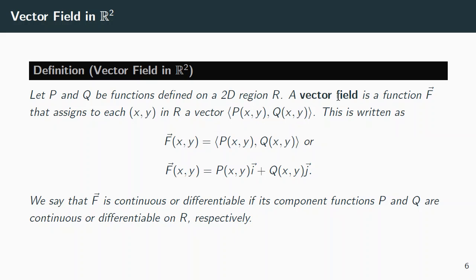All right, so a vector field is really a function that spits out vectors, but that function is really just made up of two regular functions. So a vector field is really just two functions in some sense. And you can use either the bracket notation or the i, j notation. And then for a vector field to be continuous or differentiable, we just need these component functions to be continuous or differentiable on some region. Okay?